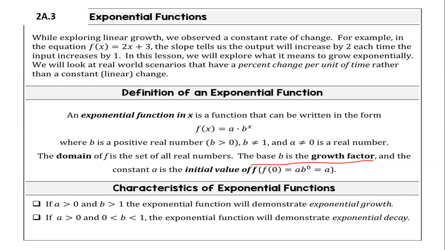Next, characteristics of exponential functions. If a is greater than 0, which means a is positive, right? If a is greater than 0, a is positive, and b is greater than 1, then the exponential function will be an exponential growth. Your function is increasing from left to right. So we're going to draw a little sketch. It's going to be a little baby sketch right here. It's going like this.